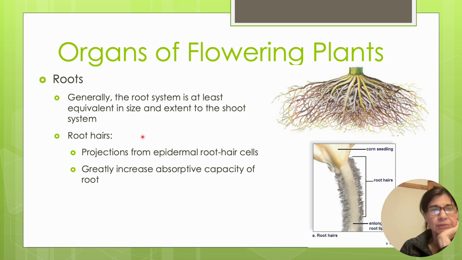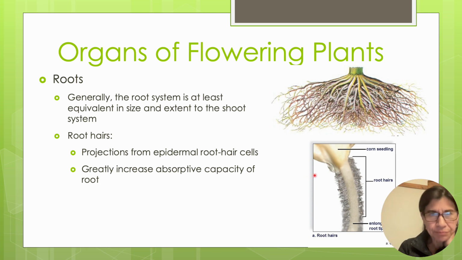Now for the roots. This is interesting. When you look at one of those huge trees, think of a big maple tree, the underground root system will go as far as the stems above ground move outward. So that's what I wrote here. Generally, the root system is at least equivalent in size and extent to the shoot system. The shoot meaning the stems.